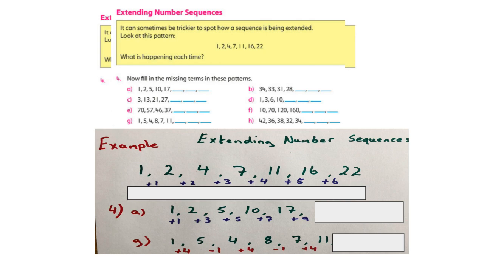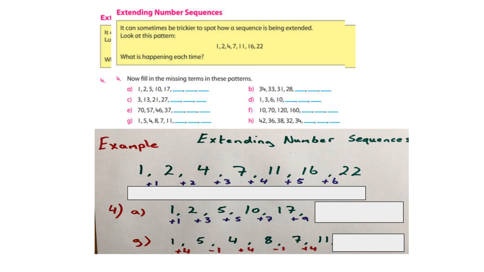To get from the 2 to the 4, we must plus 2. To get from 4 to 7, we must plus 3. To get from 7 to 11, we must plus 4. To get from 11 to 16, we must plus 5. And to get from 16 to 22, we plus 6.